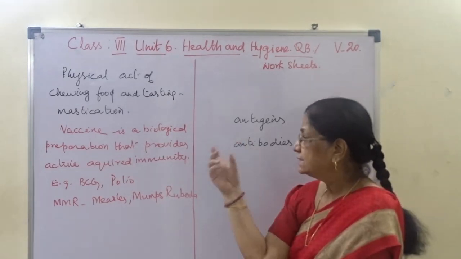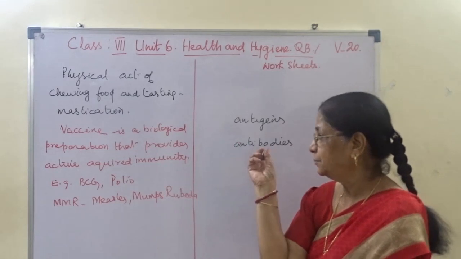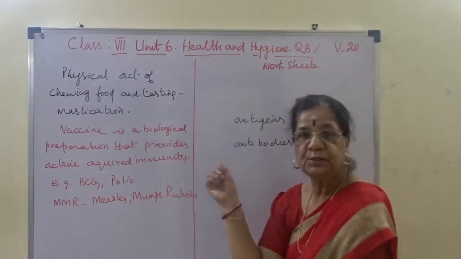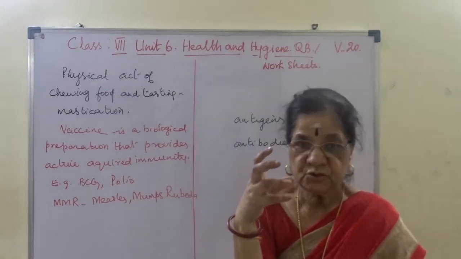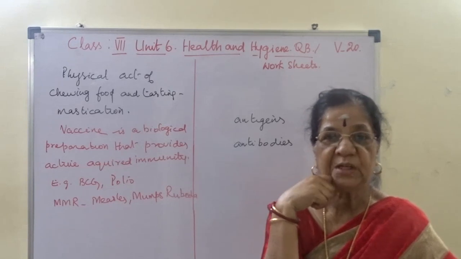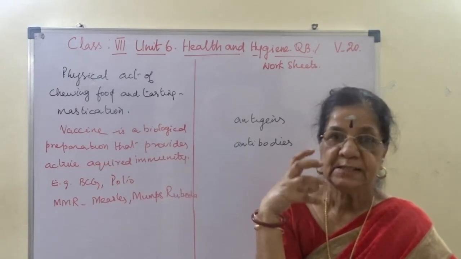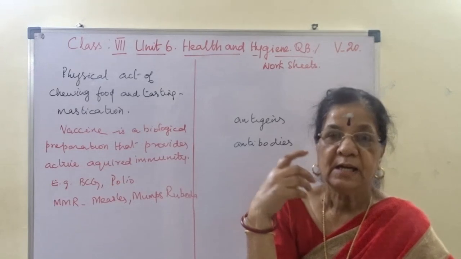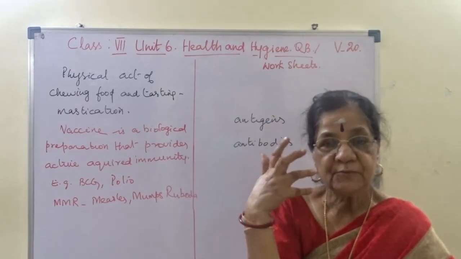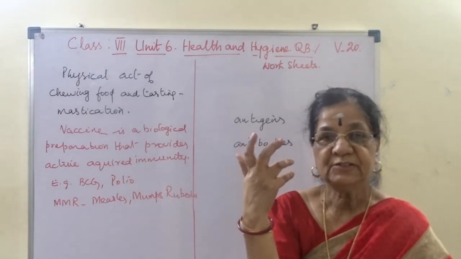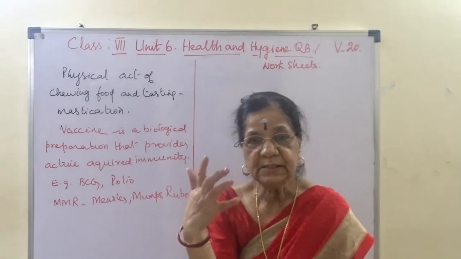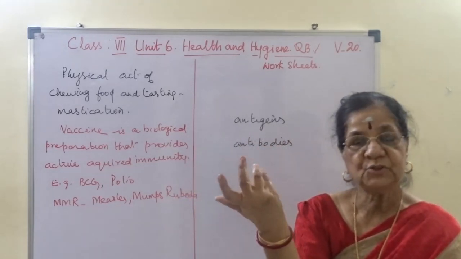So vaccine is a biological preparation that provides active acquired immunity. So that immunity should be in our birth. By birth, our body should have immunity. That is natural immunity. And nowadays, as days pass on, there are various scientific advancements to prevent the disease. நமக்கு எது எப்போ என்ன யாருக்கு என்ன வியாதி வரும் தெரியாது.